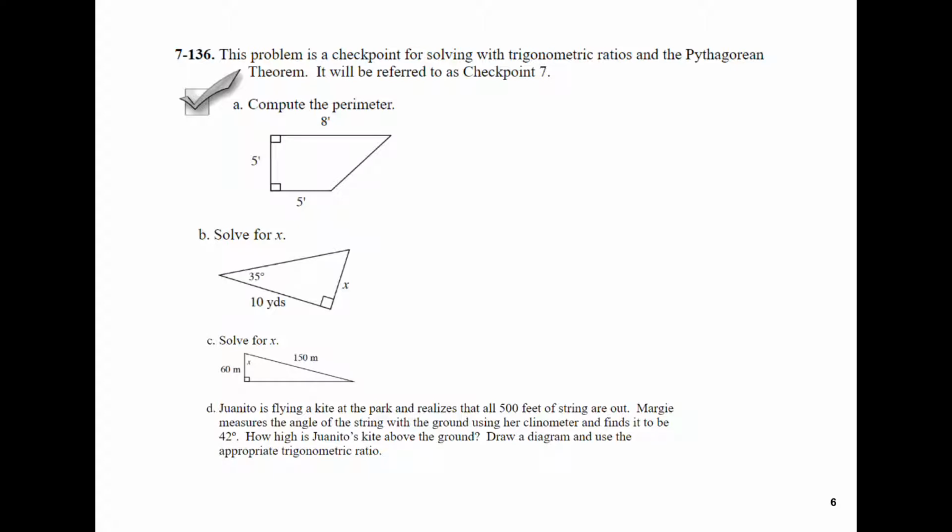7.136, this problem is a checkpoint for solving with trigonometric ratios and the Pythagorean theorem. Compute the perimeter of the following shape. So remember, the perimeter is the distance around the outside. So in order to figure this out, I would draw a line down here.